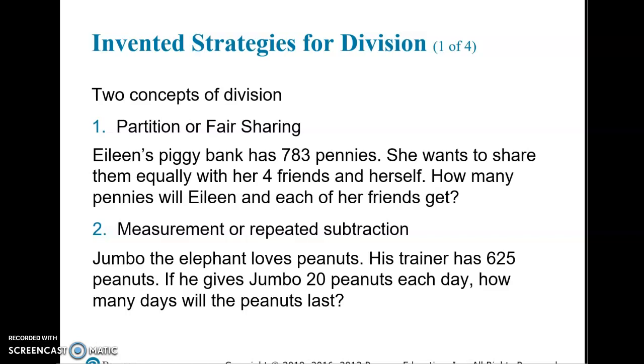Number 2, repeated subtraction. You're just going to take 625 minus 20, then that number minus 20, then that number minus 20, until you end up with less than 20 peanuts.